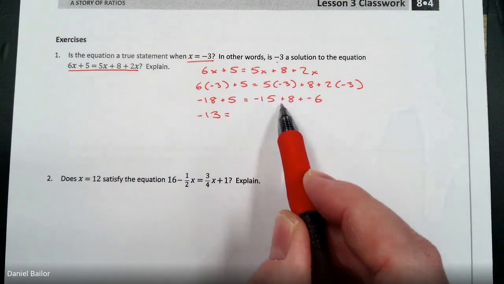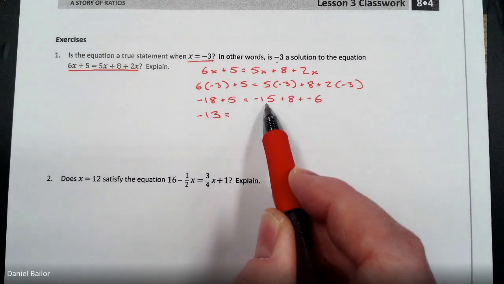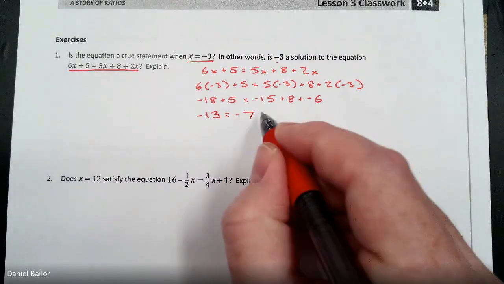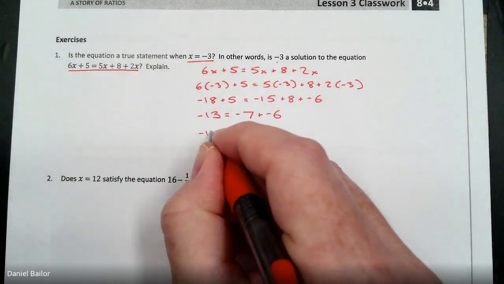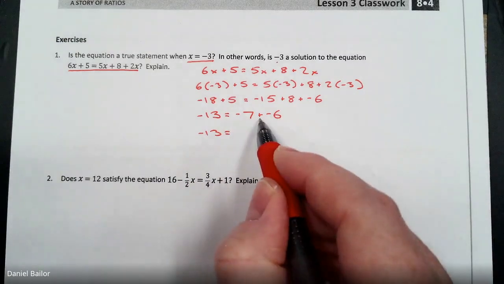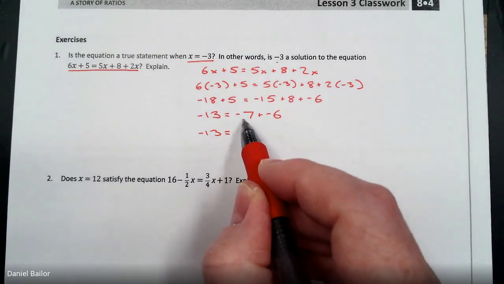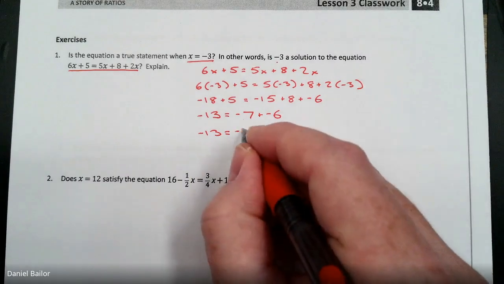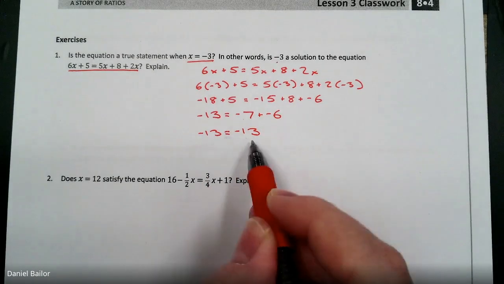And this way, I don't need to do all of them at the same time. I'm just going to do negative 15 plus 8. If I have negative 15 and I get 8 back, that means I only have negative 7. Negative 13 I already solved. Negative 6 plus negative 7 means I have negative 7, I lose 7, and then I lose 6. How many did I lose altogether? 13. There we go. Negative 13 equals negative 13. Both sides are the same.